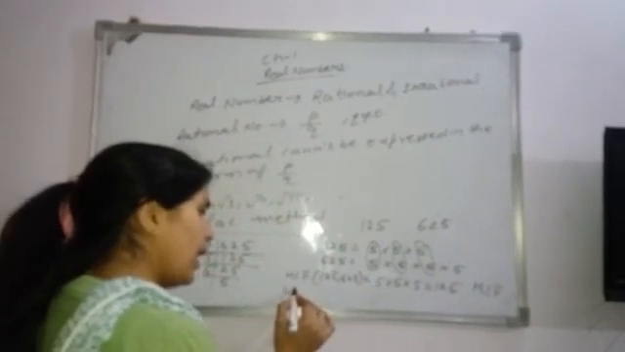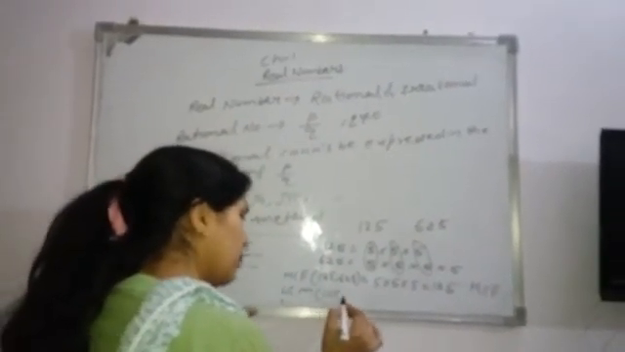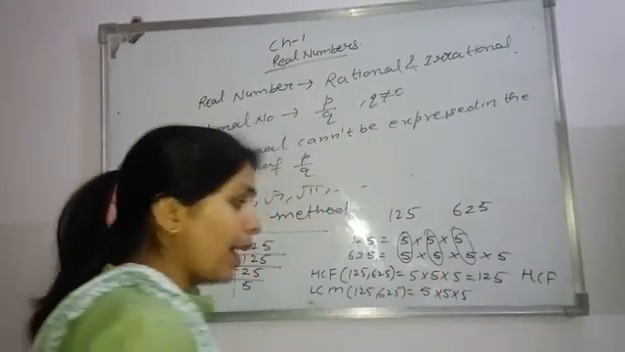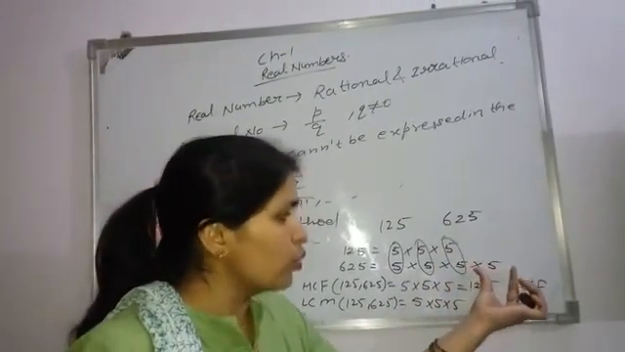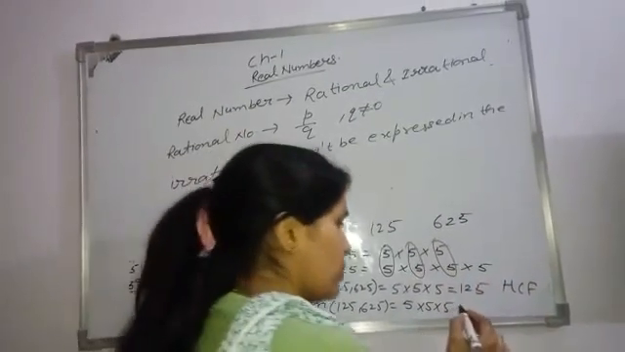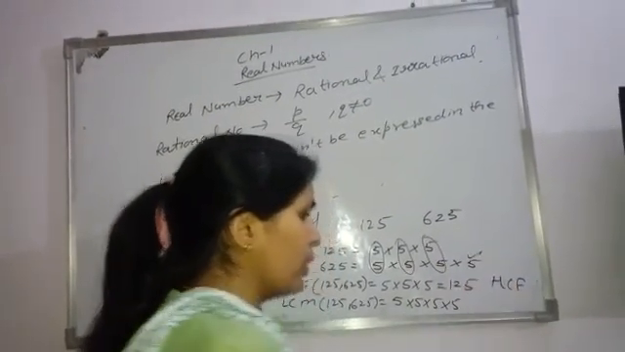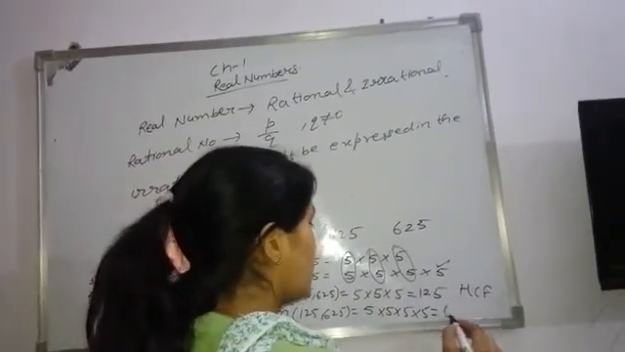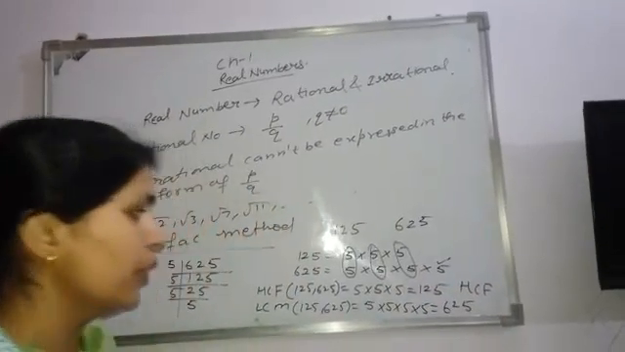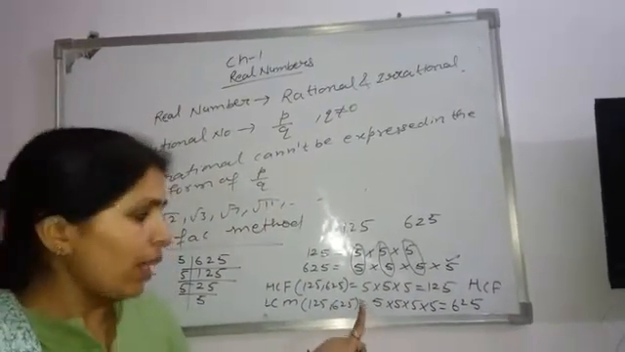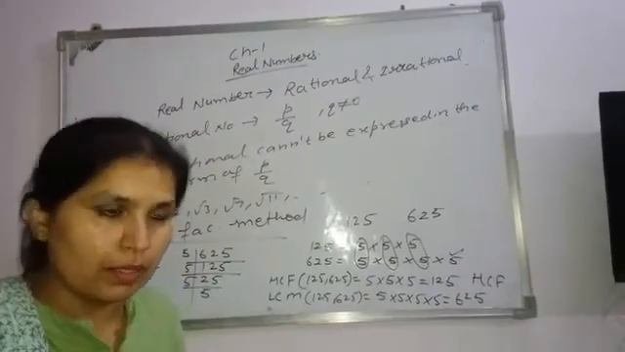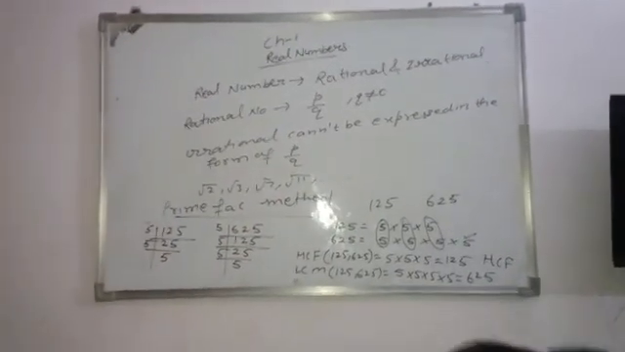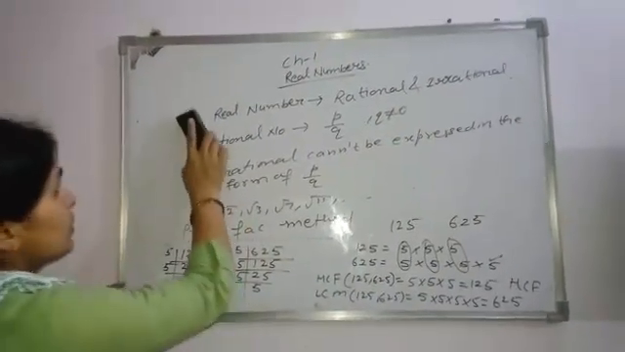Now next one is the LCM. In LCM, the common numbers 100% you have to take, and in that case the numbers which are left also you have to consider. It means this 5 is left here, so in LCM you have to take this number also. So our LCM will be equal to 625. This is the process, and this is our prime factorization method. And in case of the prime factorization method, we have a result. Now what is this result?